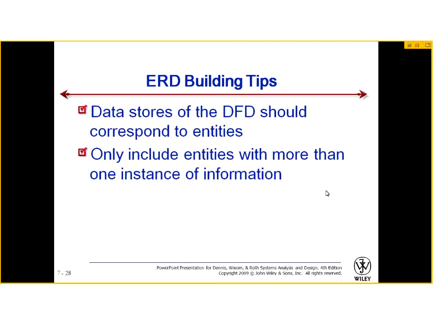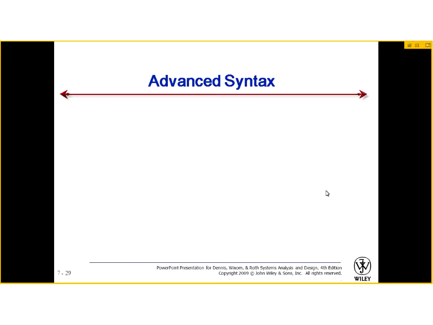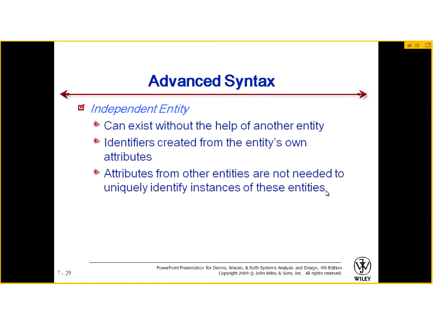Now the things which you need to verify is that data source of data flow diagram should correspond to entities, and only include entities with more than one instance of information. Do not include entity associated with implementation of the system. So you do not need to go into too much details of implementation level. You need to just see your system as a whole over here.